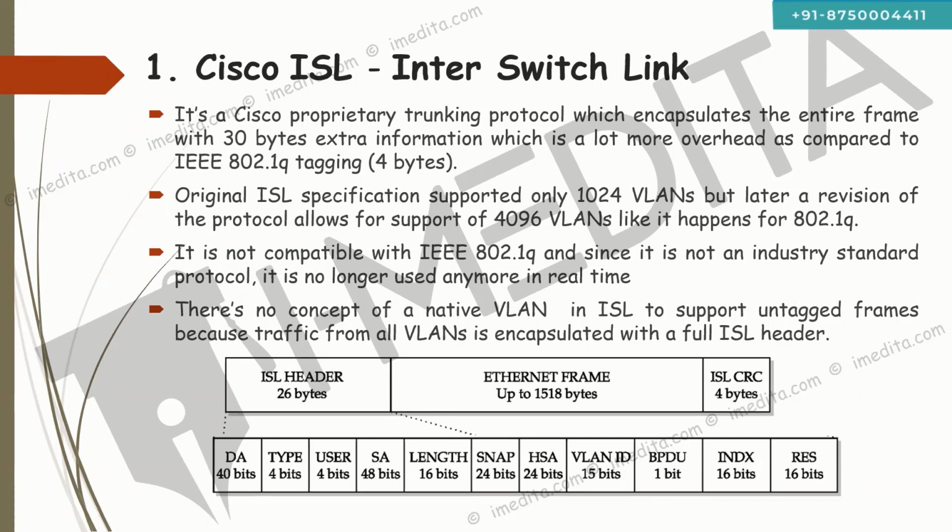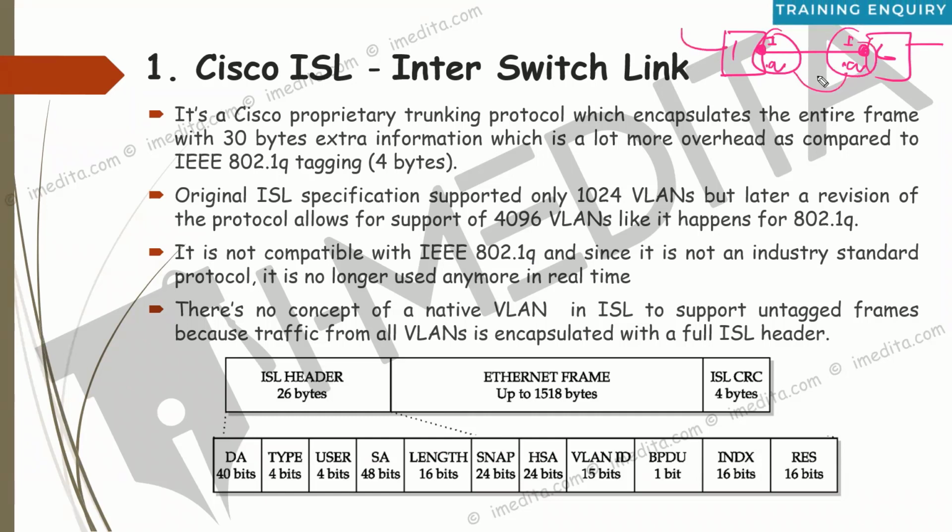Now, it is not compatible with .1Q. What do we mean by this? We mean that if we have configured ISL as the trunk encapsulation protocol, it has to be configured on both sides. Here ISL, then here also ISL. Here .1Q, here also .1Q. There is no interoperability or compatibility between .1Q and ISL. So you have to configure either both ends as ISL trunk, or both ends as .1Q trunk for the trunking to happen properly.